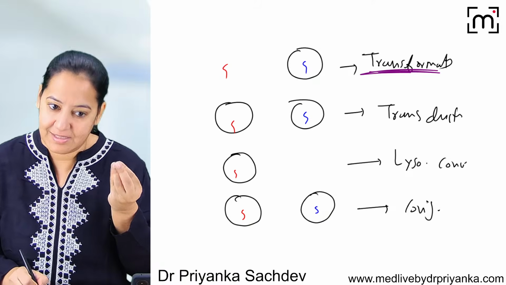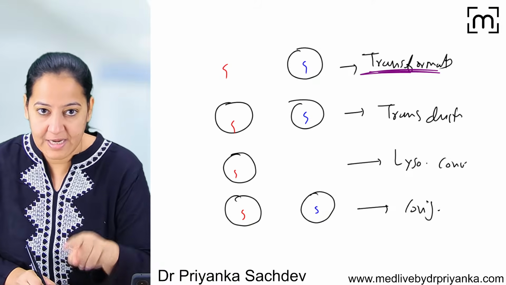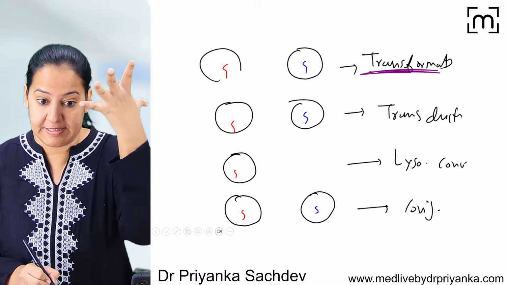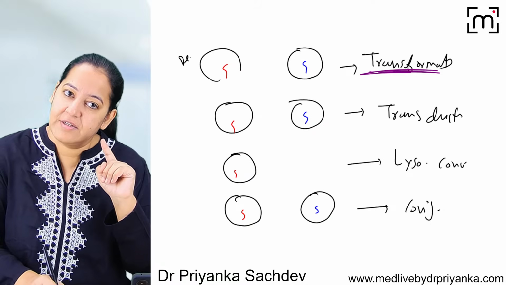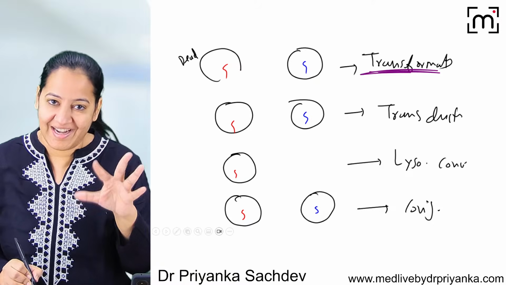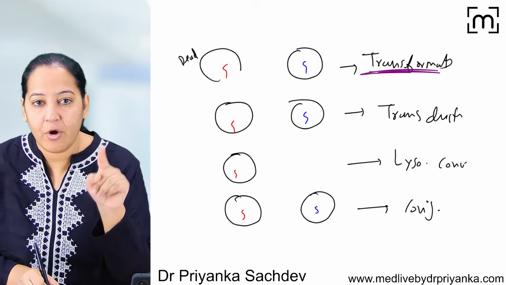The first bacteria is dead. It got busted. It got lysis. The one bacteria is dead or killed. It is busted. It is lysis. So DNA got leaked out.